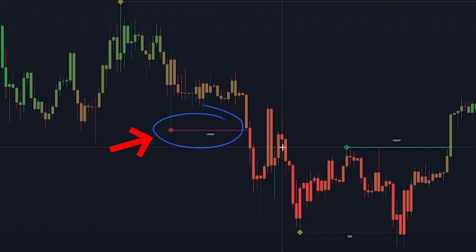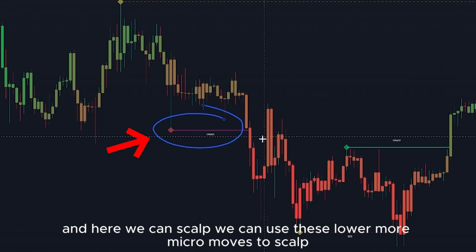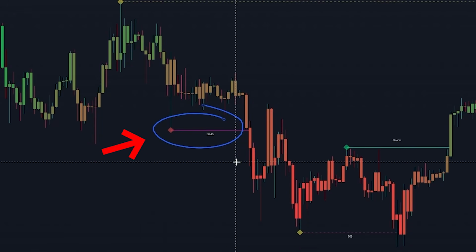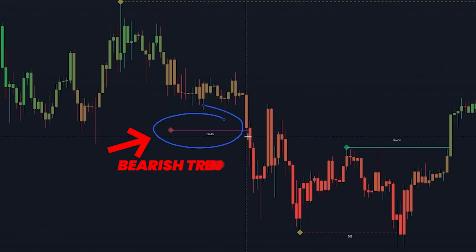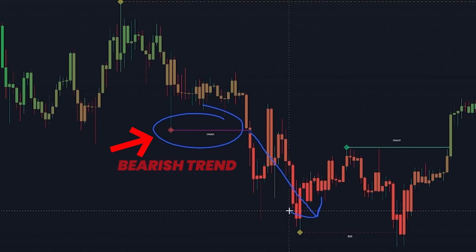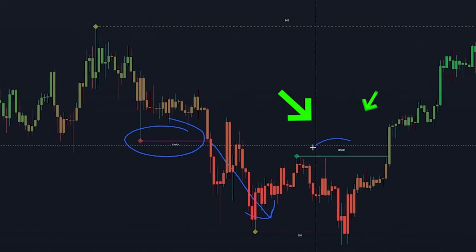And here, we can scalp. We can use these lower, more micro moves to scalp. So here, we enter a bearish change of character, and it's a great opportunity to enter a short position. And we can scalp here.